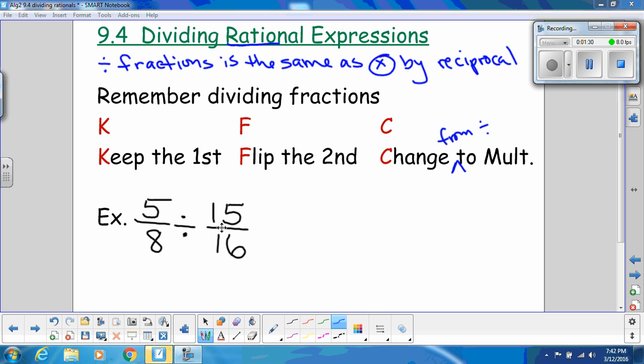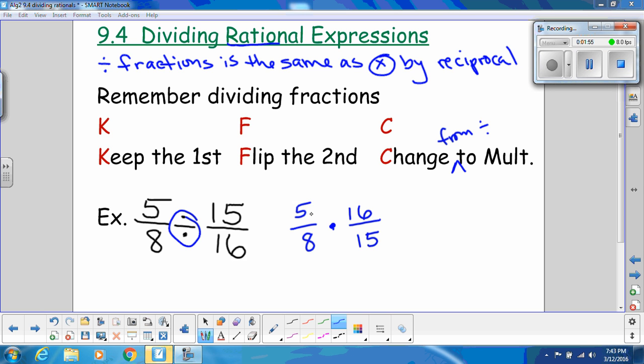So if I were to do this on the simple fractions here, then I would say, okay, keep the first one the same. So I'm going to keep 5/8 exactly the same. And then I'm going to flip the second one around. So I'm going to put 16 in the numerator and 15 in the denominator. And I'm going to change this division sign right here to be multiplication.